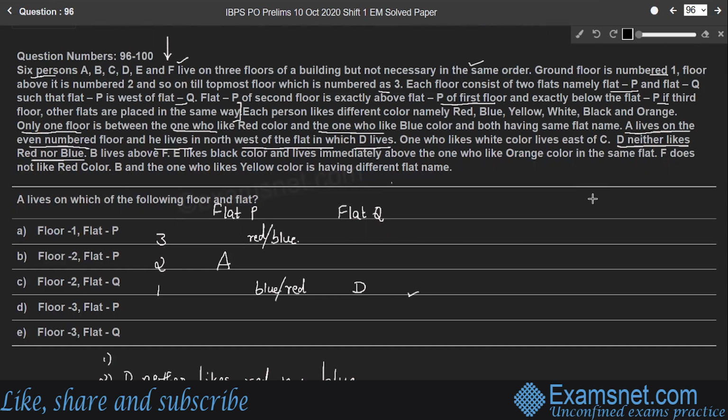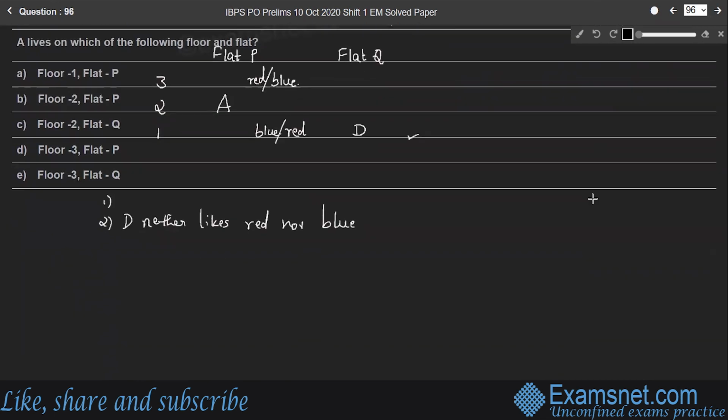Therefore, next point. So here, one who likes white color lives east of C. So white color, we'll consider third point is one who likes white color lives east of C. East of C. So east means this direction, right? So therefore, if D likes white color, so position of C will be on the first floor in flat P. East of C, the one who likes white color lives, right?